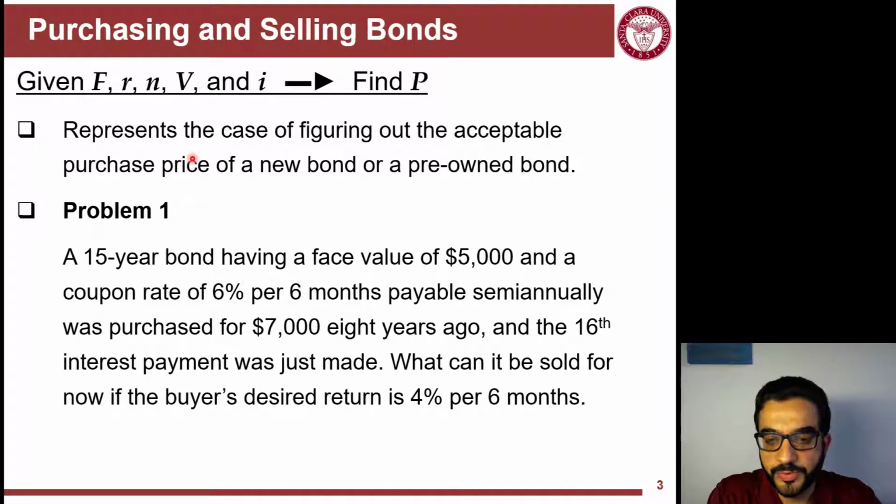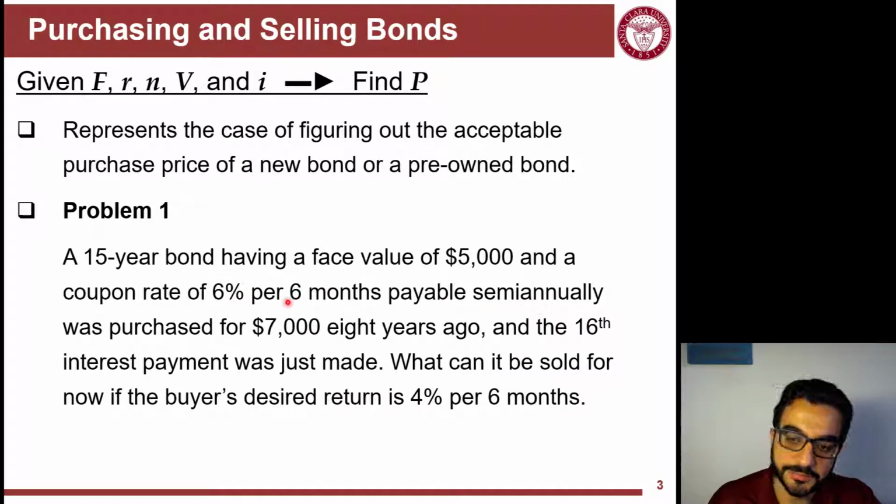There is a bond that has a 15-year maturity life and a face value of 5,000, and this value doesn't change over time. It's just kind of a sticker on the bond. The coupon rate is also a value that doesn't change, and we need to pay attention here. The coupon rate is 6% per 6 months, payable semi-annually. This is redundant wording, because it's not per year payable semi-annually. It's per semi-annual period.